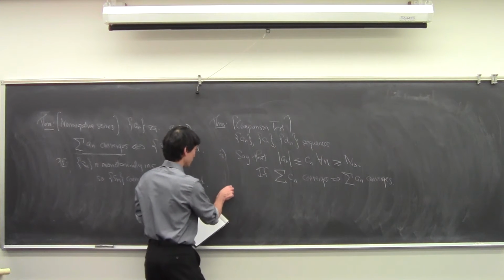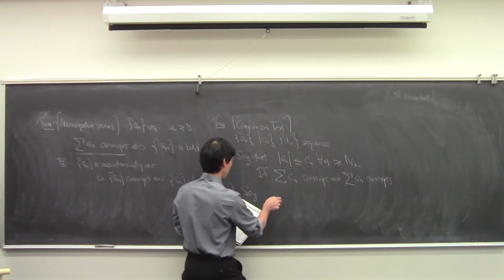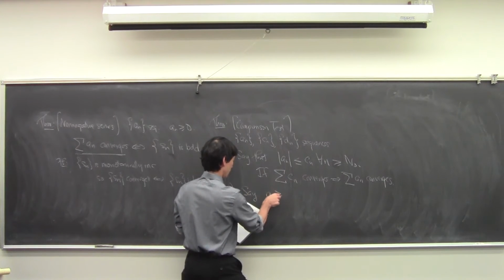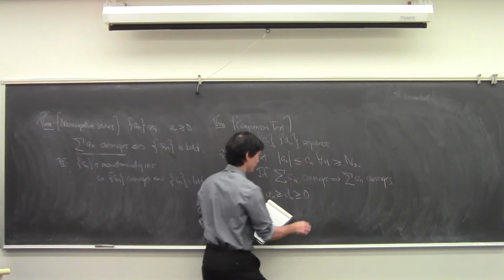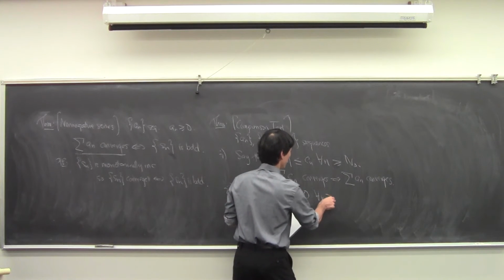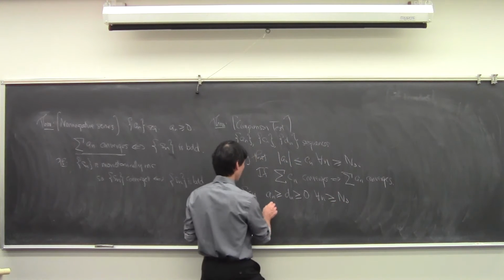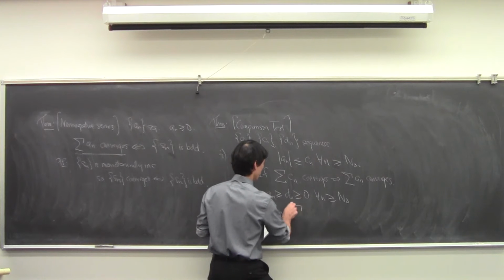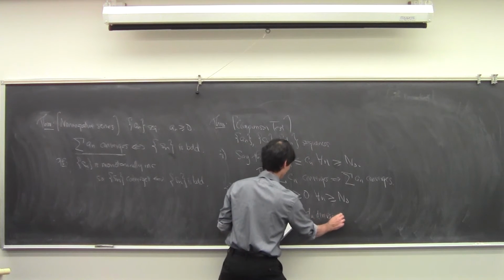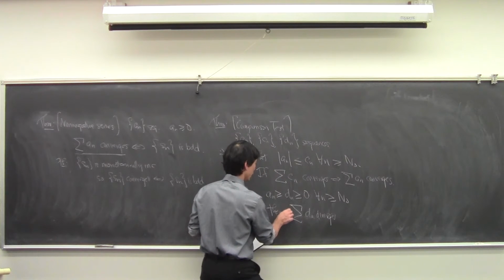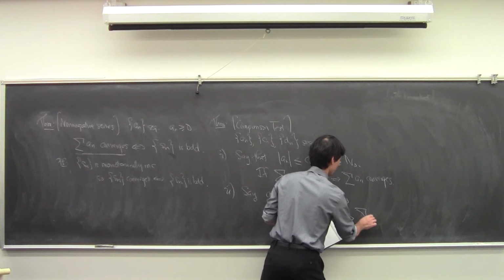Okay. Part 2. Suppose that a sub n is bigger than or equal to b sub n, which is bigger than or equal to 0 for all n bigger than some point n naught. Then, if the sum of the b sub n diverges, then the sum of the a sub n also diverges.